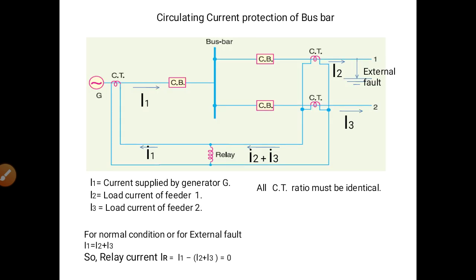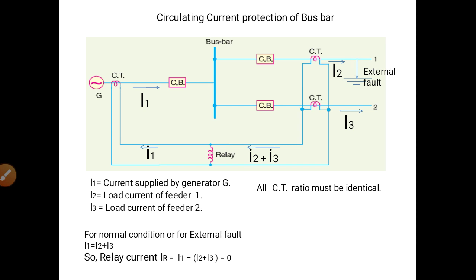The first protection that we are studying for the bus bar is the circulating current protection of the bus bar. Here, as you can see in this diagram, one generator G is supplying current I1 to the bus bar. From the bus bar, there are two outgoing feeders, feeder 1 supplying load current I2 and feeder 2 supplying load current I3. On each line, CTs are mounted to measure the current and for protection purposes. Here in this diagram, protection purpose CTs are shown.